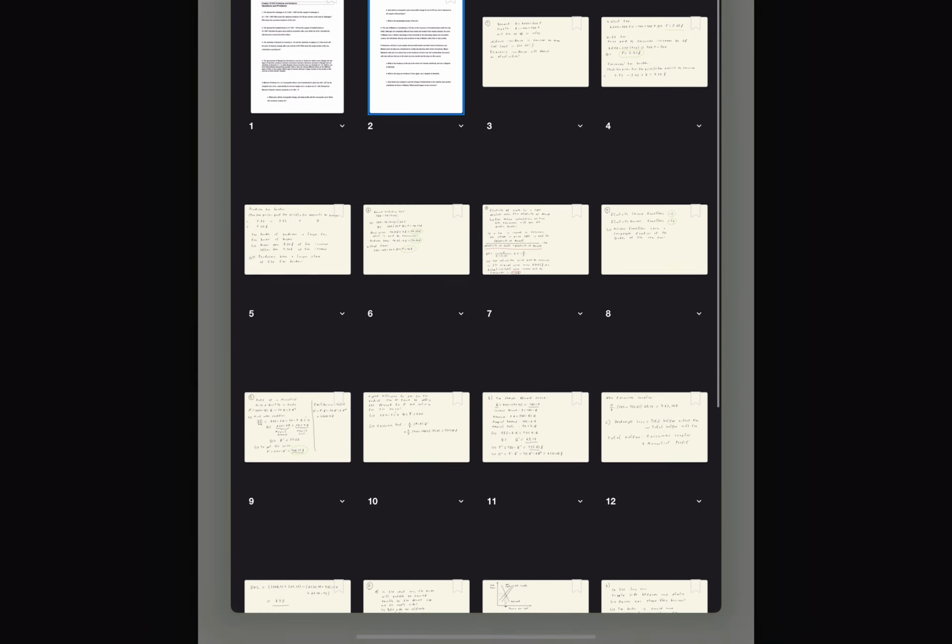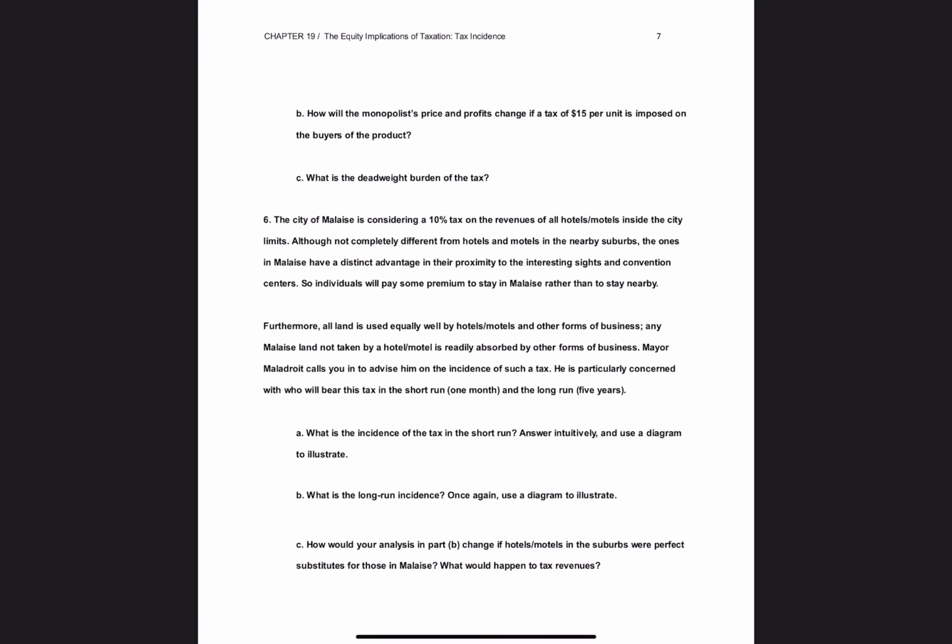Okay, this brings us to sub-exercise C. In sub-exercise C, we are asked, how would your analysis in part B change if hotels and motels in the suburbs were perfect substitutes for those in Malaysia? And what would happen to tax revenues? So what would change is that the demand side becomes more elastic.